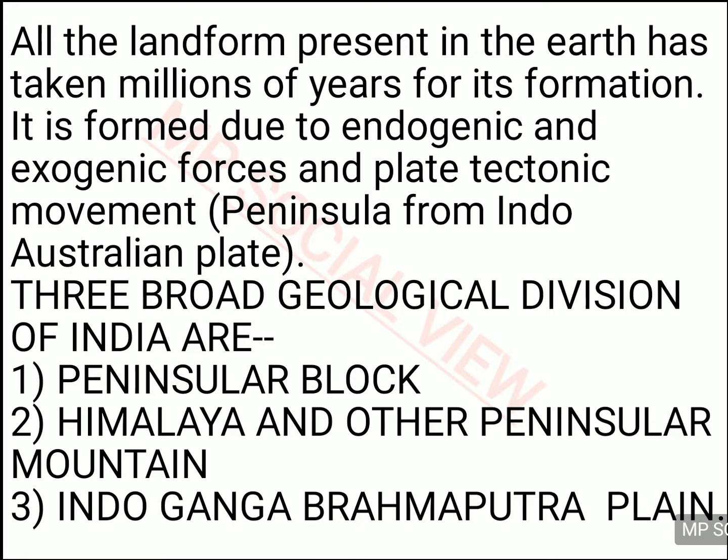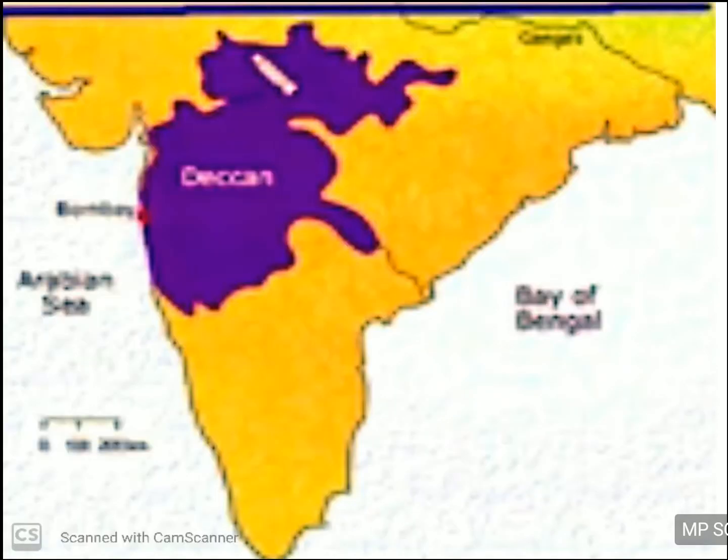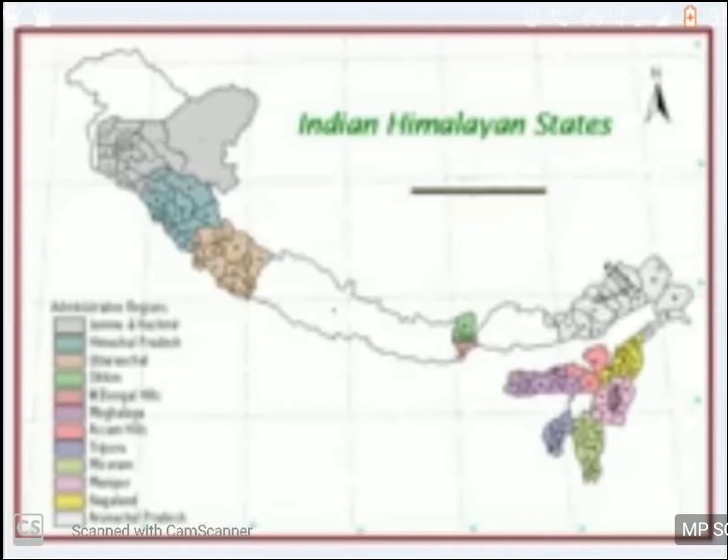So first, what are we going to see? We are going to see our peninsular block. It is the southernmost part of India and it is in the shape of an irregular triangle. And the second one we are going to see is our North Indian mountains along with the northeastern mountains. It is extended to the northwest, the north and also the northeastern part of India. You can see in this figure.